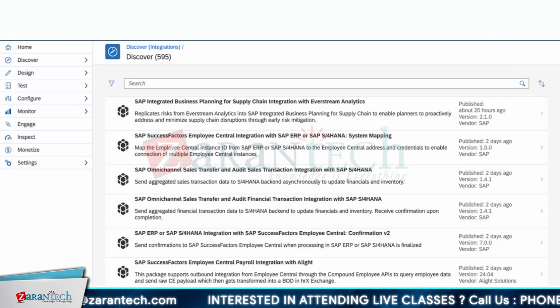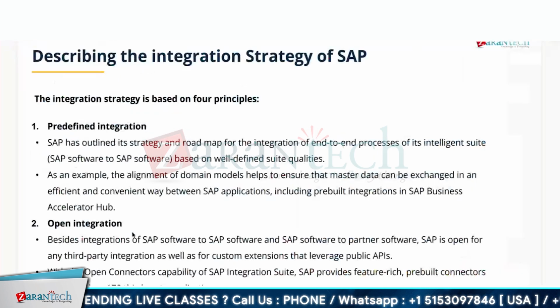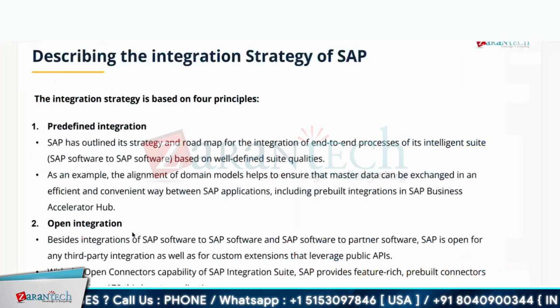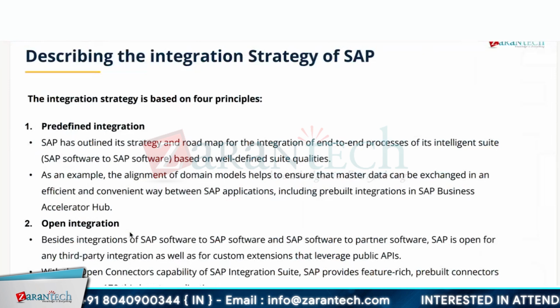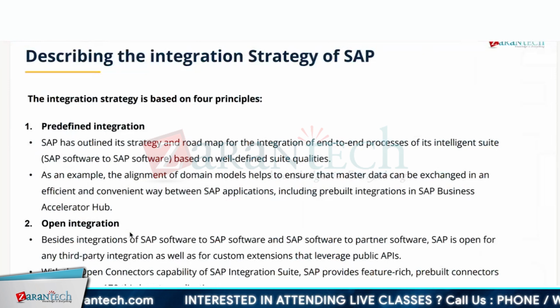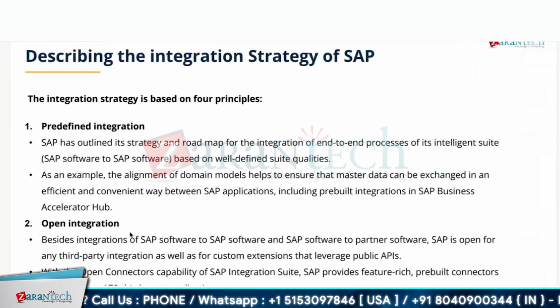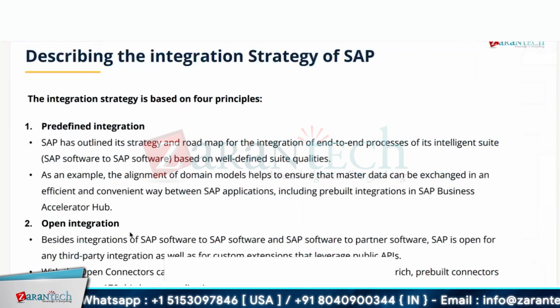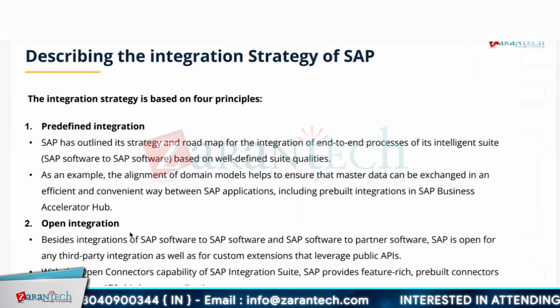So this is one of the strategies with the integration solution SAP is offering, with the predefined integrations. And with the open integration, SAP is now giving another platform, which is nothing but Open Connector, where Open Connector will have connections to at least 170-plus third-party applications. For example, your Box, your S3 bucket, AWS services, Azure services, and other SaaS.